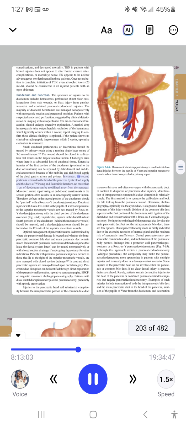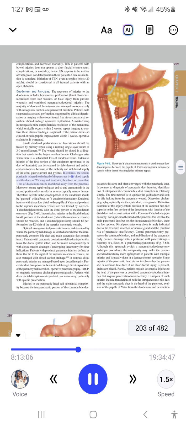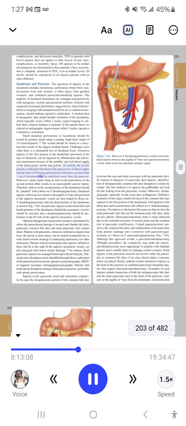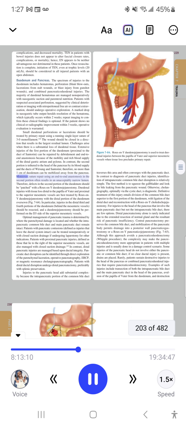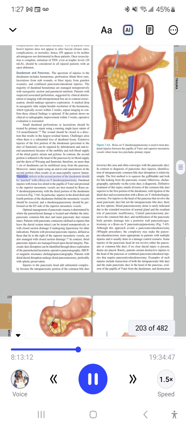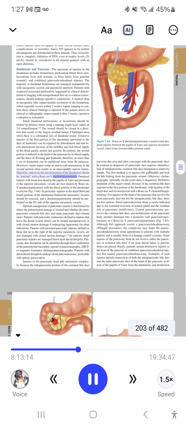In contrast, the second portion is tethered to the head of the pancreas by its blood supply and the ducts of Wirsing and Santorini. Therefore, no more than 1 cm of duodenum can be mobilized away from the pancreas. Moreover, suture repair using an end-to-end anastomosis in the second portion often results in an unacceptably narrow lumen. Therefore, defects in the second portion of the duodenum should be patched with a Roux-en-Y duodenojejunostomy.